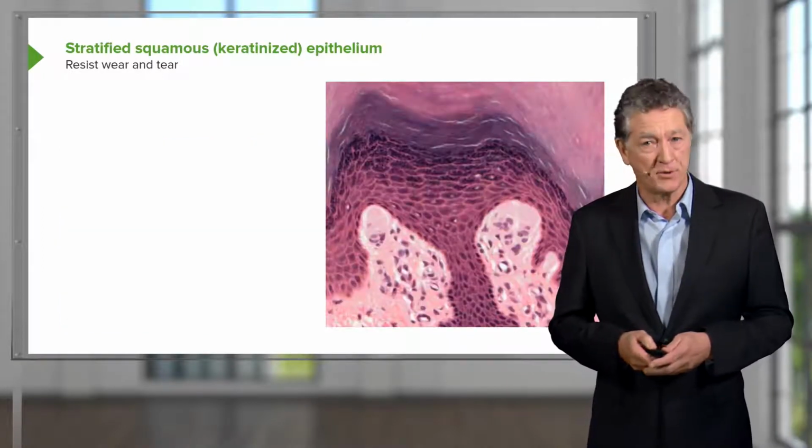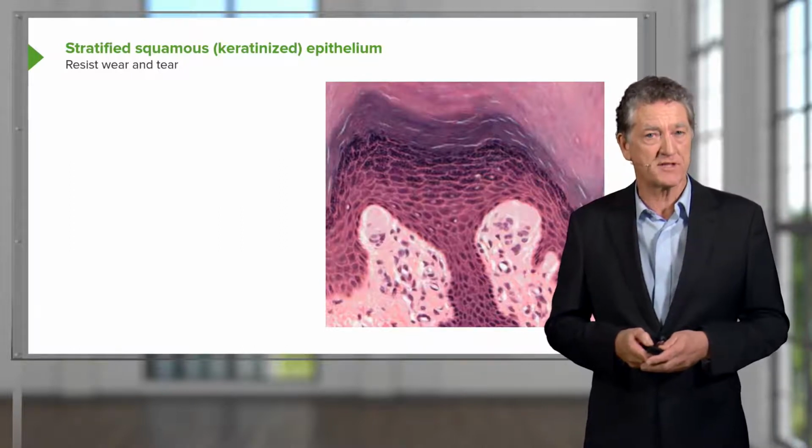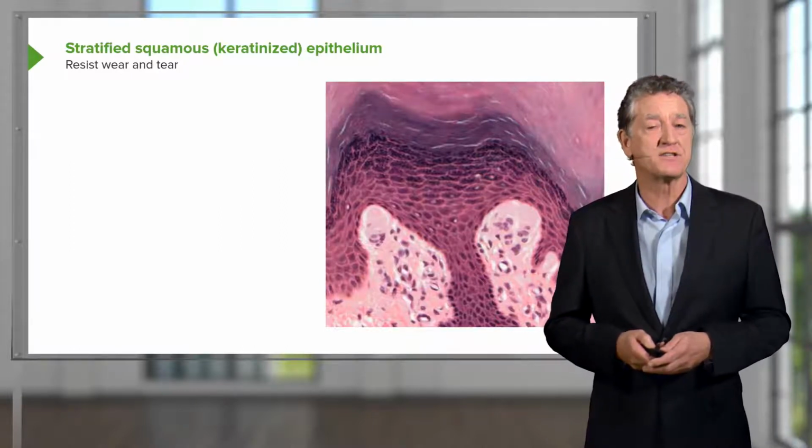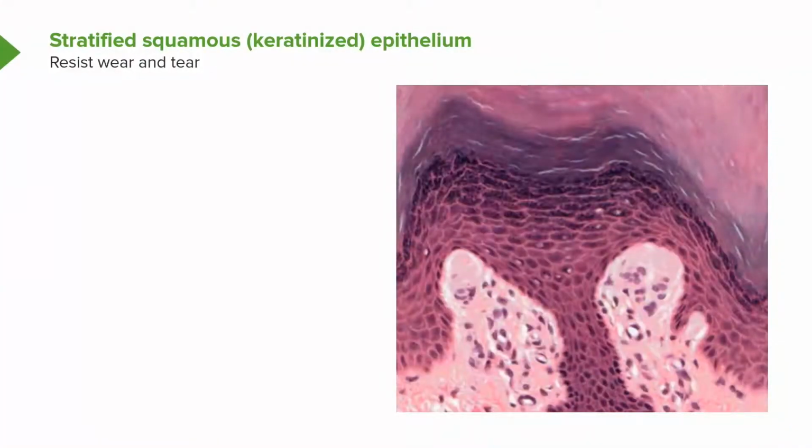Now here's an example of stratified squamous keratinized epithelium, skin. In the very top part of the image you can see some purple stained material. That's keratin. It's very thick skin, such as we have on the palms of our hands and the soles of our feet. Wear and tear. And as I said earlier, I'll talk about skin in a later lecture.